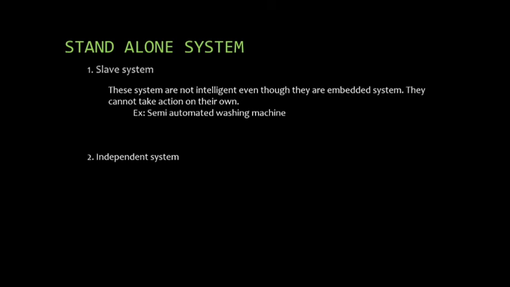In standalone system, there are two types of system, slave system and independent system. Slave system: these systems are not intelligent even though they are embedded systems. They cannot take action on their own. Example, semi-automated washing machine. Independent system: these systems can take action on their own. Example, Google cars.